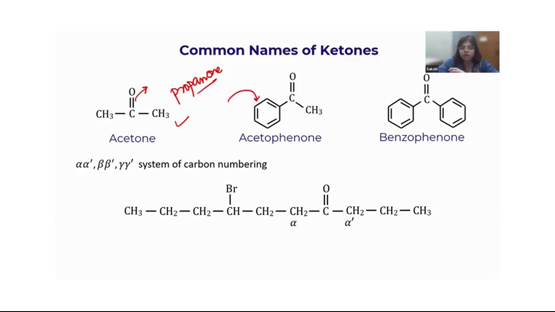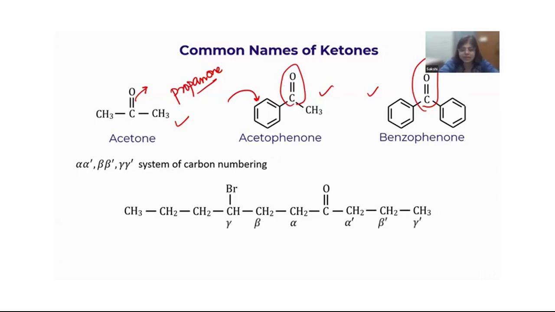Next is acetophenone. It is very important for us to know the structure of acetophenone, because in the board exams, they ask us to differentiate between acetophenone and benzophenone. If we do not know the structure of acetophenone, how will we distinguish between them? So this is benzophenone, this is acetophenone. Again, a ketone functional group is there. Here also we have a ketone functional group. Now here we follow a different form of numbering.